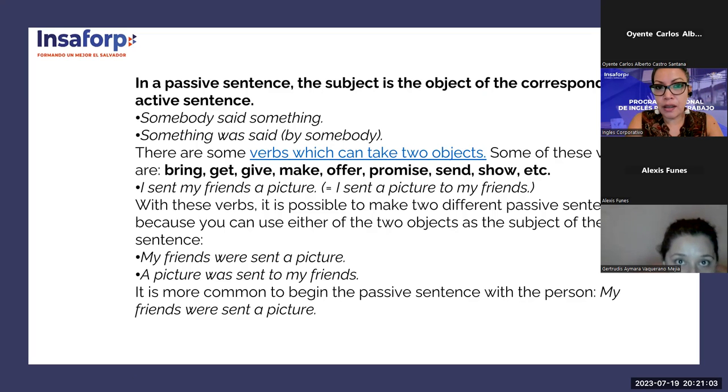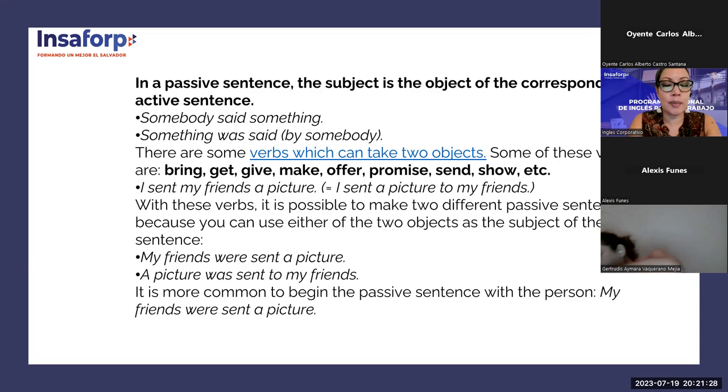In passive sentence, the subject is the object of the corresponding active sentence. Like someone said something. Something was said by somebody. Es lo mismo que estamos viendo, ¿verdad? Alguien dijo algo. En pasiva sería algo fue dicho por alguien. Y siempre vamos jugando. En este caso es pasado simple el que tenemos ahí como ejemplo.